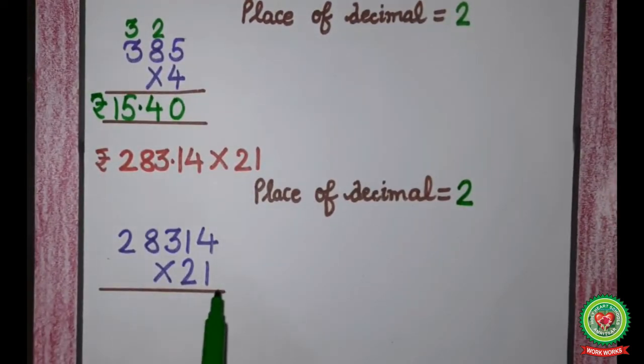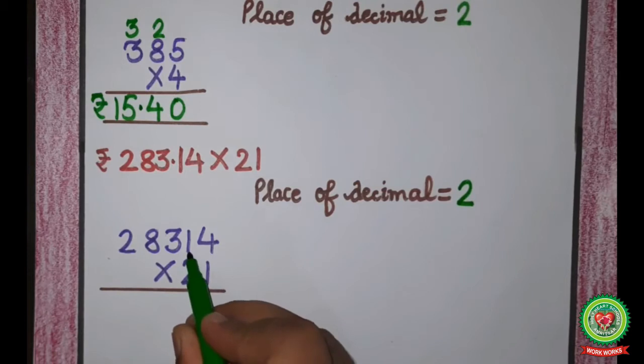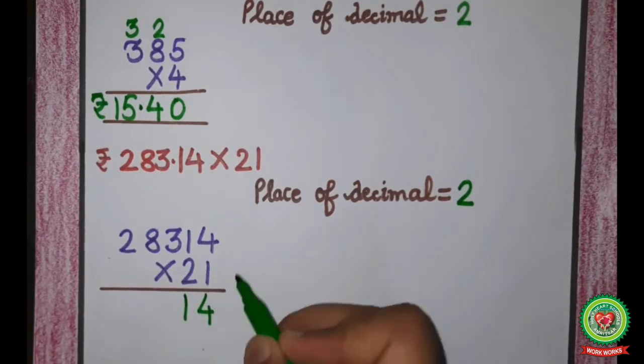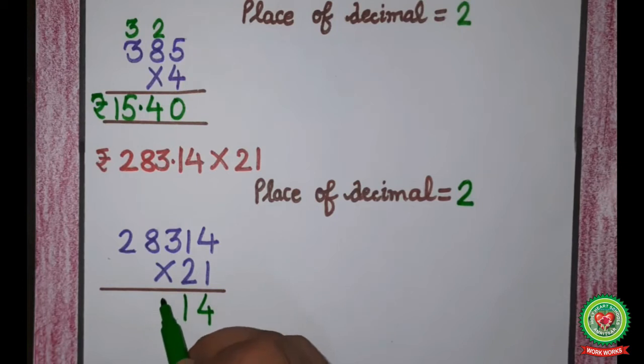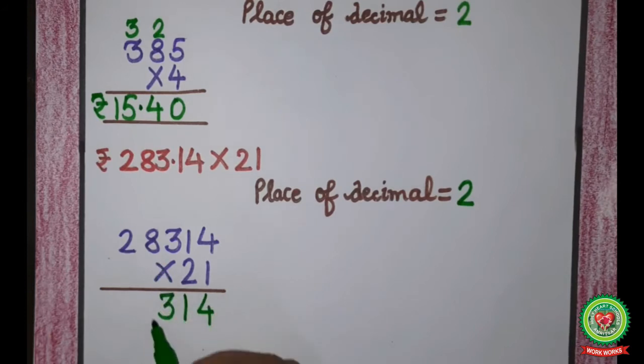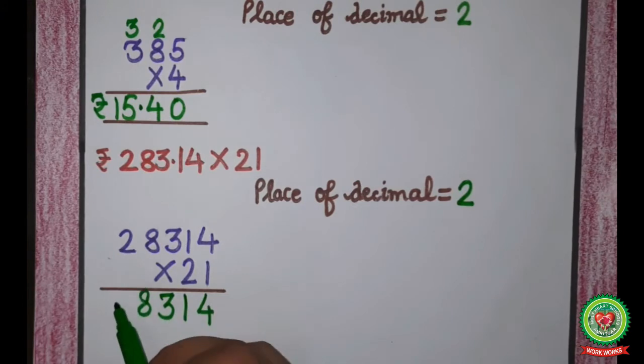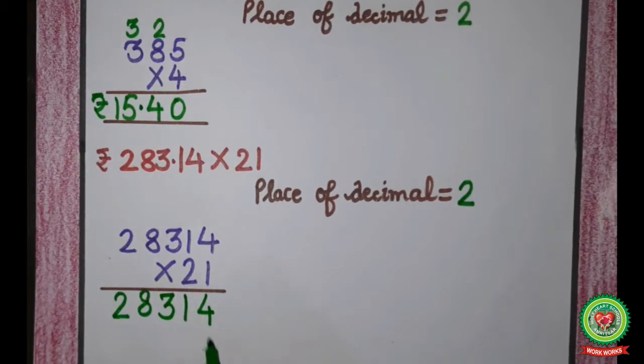First of all, we will multiply by 1. 1 4s are 4. 1 1s are 1. 1 3s are 3. 1 8s are 8. 1 2s are 2. Now next turn is of 2. So first of all we will draw multiply sign. Now let's do multiply by 2.